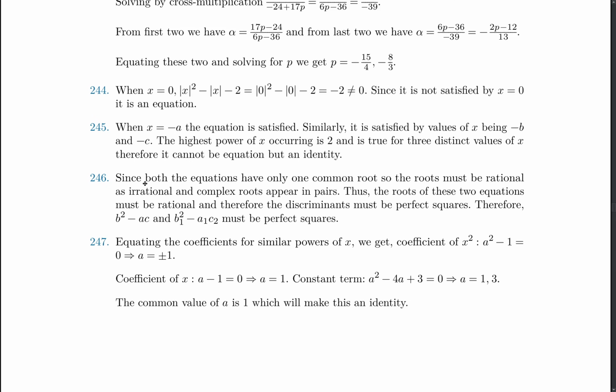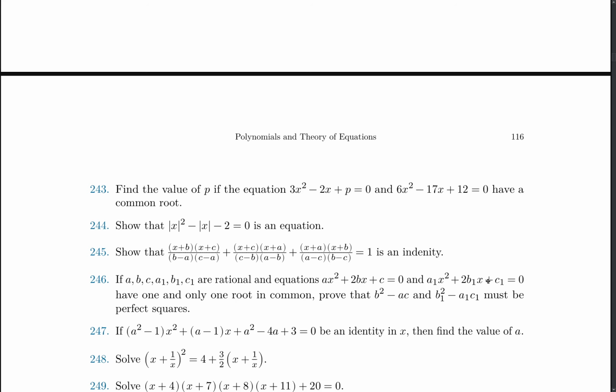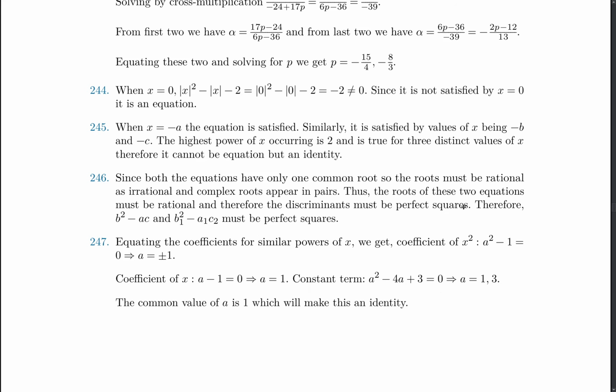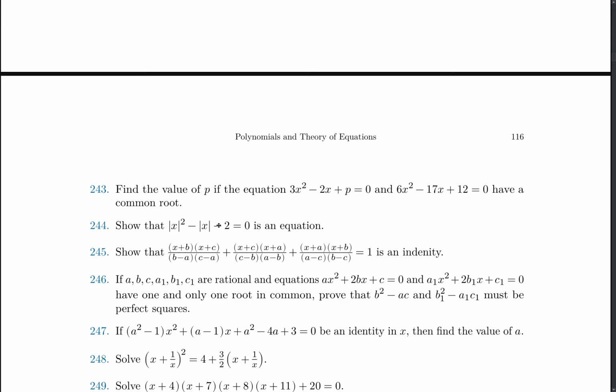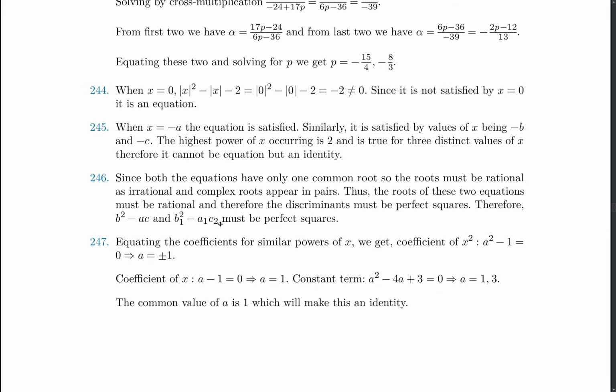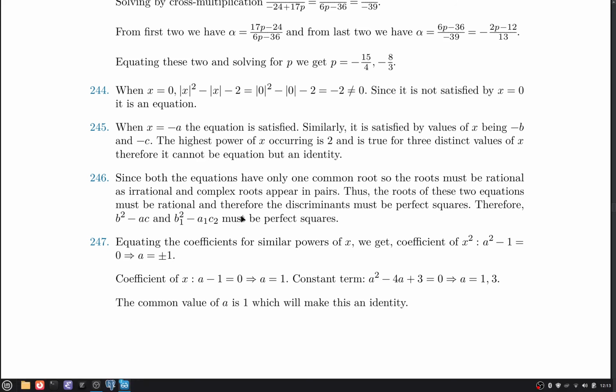Since the two equations have only one common root, it has to be rational, because irrational and complex conjugate roots will appear in pairs and therefore both the roots would become common. Therefore, the two equations must be rational and the discriminants must be perfect squares. So you find the discriminants, and they would be b square minus ac and b1 square minus a1 c1. This shouldn't be c2, this should be c1. So therefore, these two terms must be perfect squares.